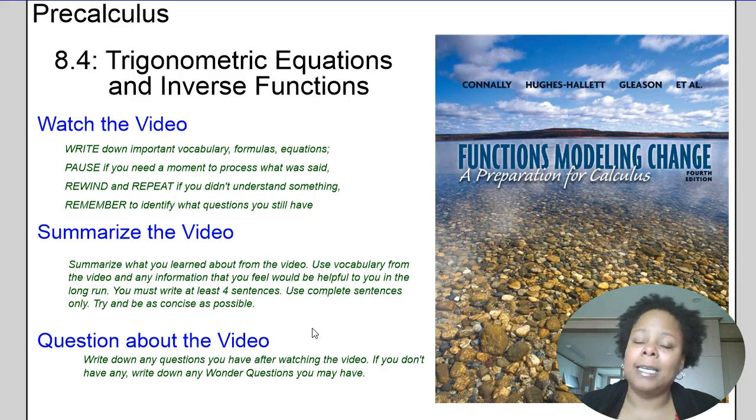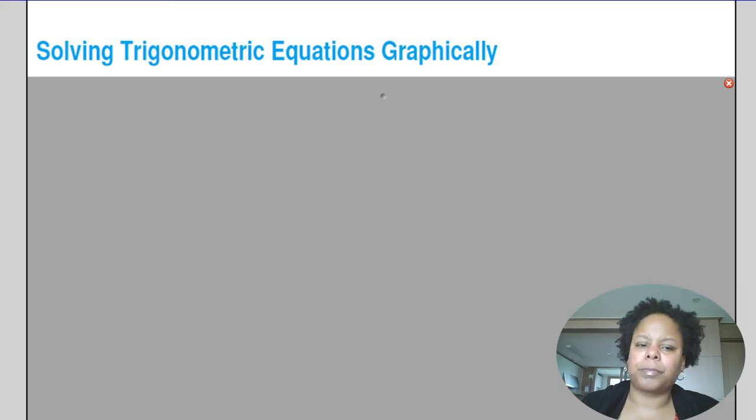All right, let's begin. Today's topic is going to be similar. It's not going to be that difficult because it's a review of some things that you already know how to do. We already know about trigonometric functions. We already know about inverse functions, and we're going to use them to solve equations.